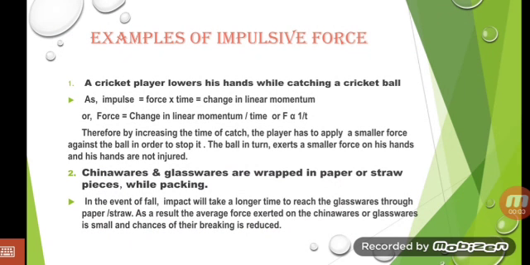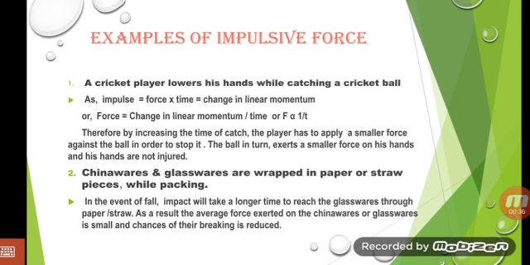The first example is a cricket player lowers his hands while catching a cricket ball. We know that the force is inversely proportional to the time. That is, if the time interval is increased, the effect of the force will decrease. The same case with the cricketer who lowers his hand while catching the ball. When he lowers his hand, he increases the time of reaching the ball to his hands, and the effect of the force of the ball on the hands will decrease. That is, it will hurt less.